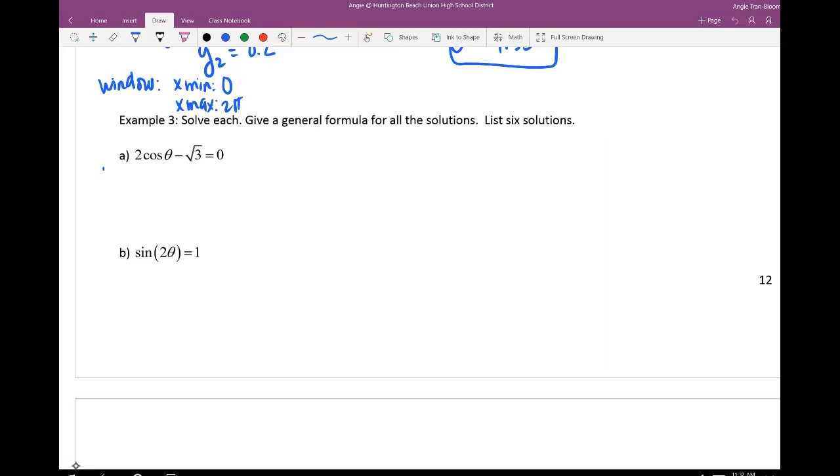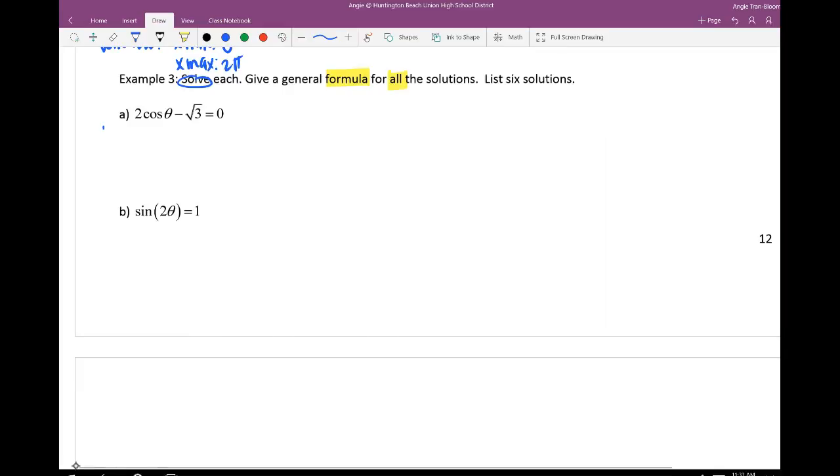Example 3. Solve each. Give a general formula for all solutions. So I want to highlight this word right here: all solutions. List 6 solutions. So first you're going to give me a formula for all of them, and then you're going to list 6 of them. So solve, you're going to do it old school.